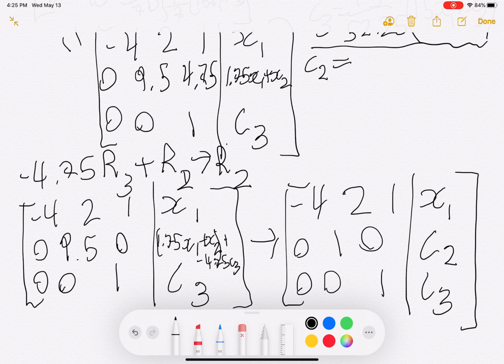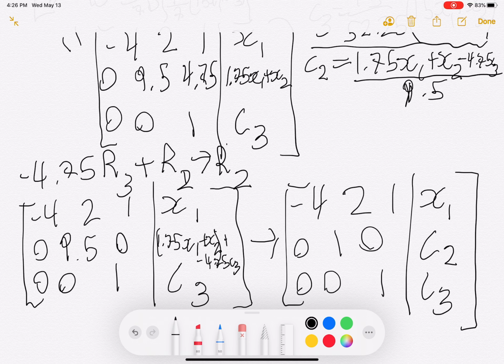C2, okay, so we have 1.75 x1 plus x2 minus 4.75 C3, all over 9.5, or in other words you can put times 1 over 9.5, right? Okay, that's our value for C2.